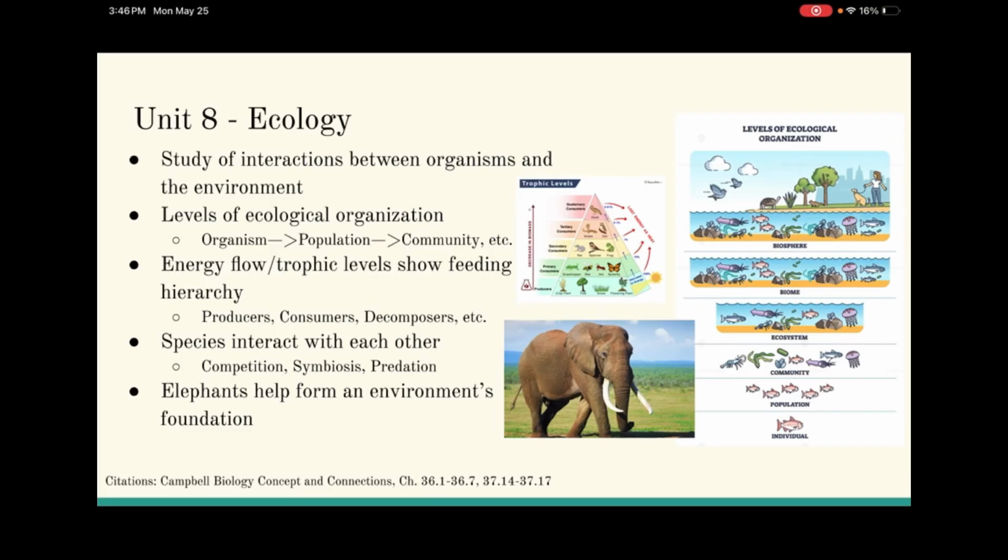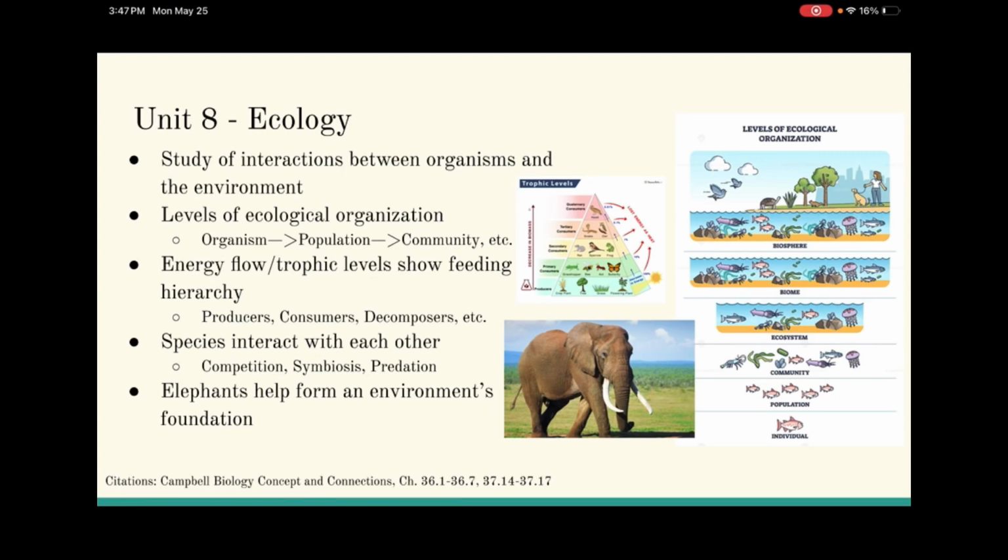A community is all different populations that live together, while an ecosystem is the community plus abiotic or non-living factors. A biome is a large region with similar climates and ecosystems, and finally, the biosphere is all ecosystems in the world.